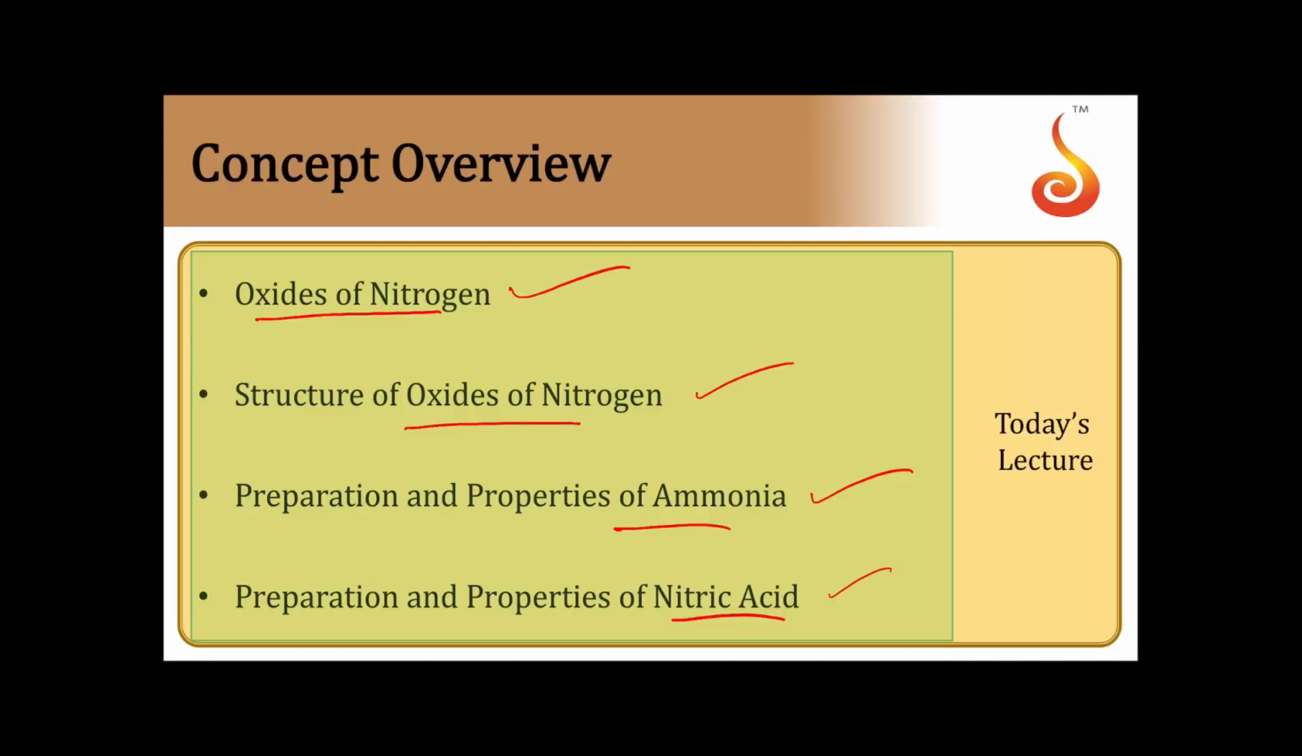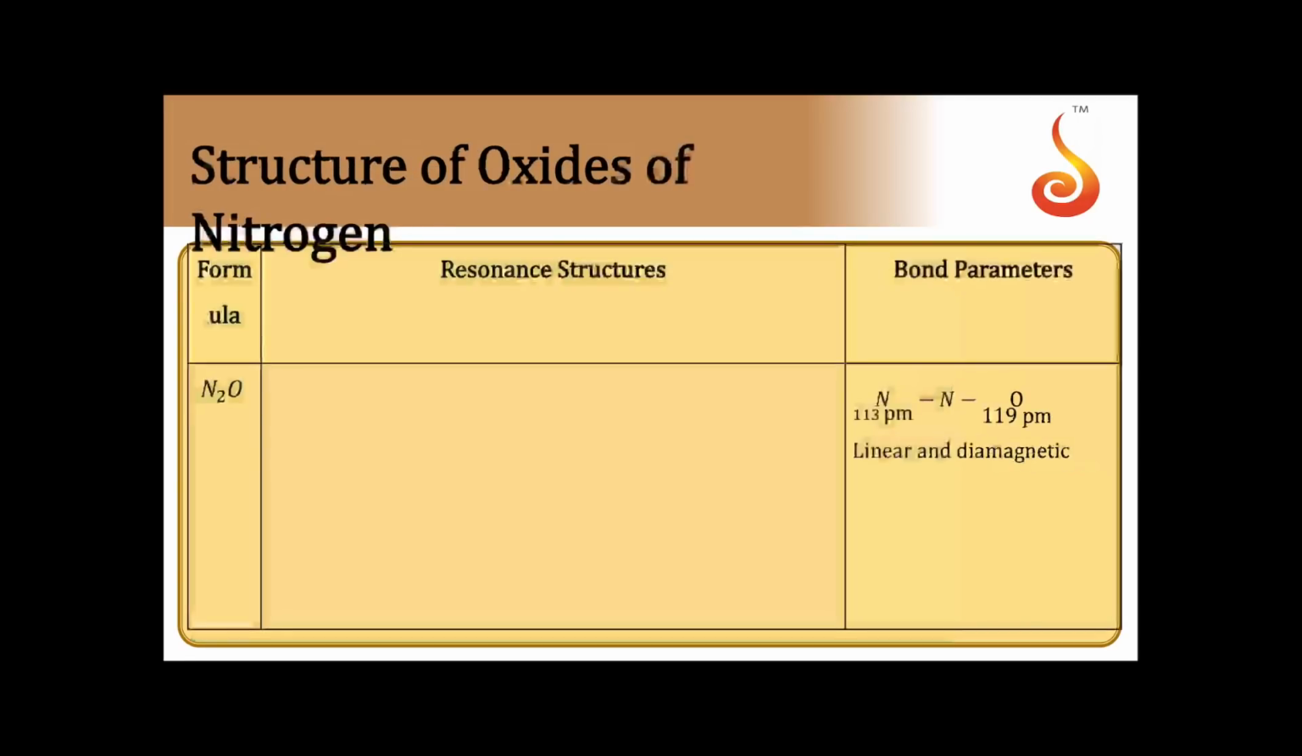Let us now see the structure of oxides of nitrogen. Let us take the first compound N2O, which is called nitrous oxide. Take the structure in this way, that is N2. We know the structure of N2, having one lone pair on each N, and here one oxygen atom having 6 valence electrons, and this makes a coordinate covalent bond from nitrogen to oxygen. So this pair will be a coordinate covalent bond.